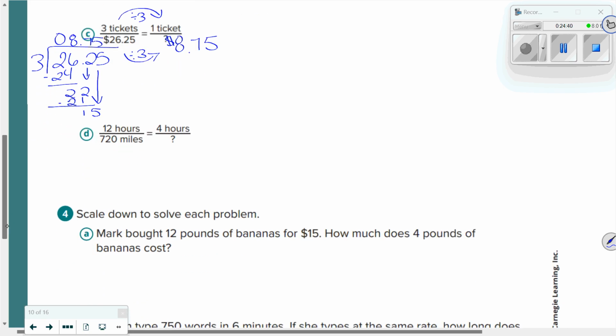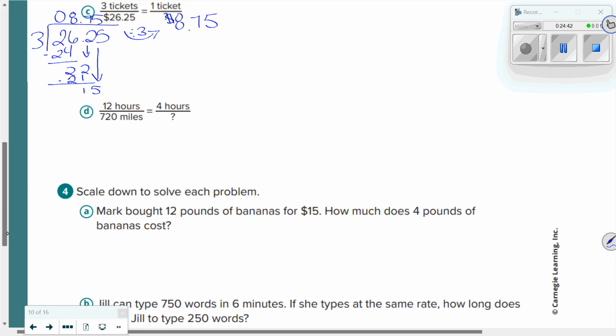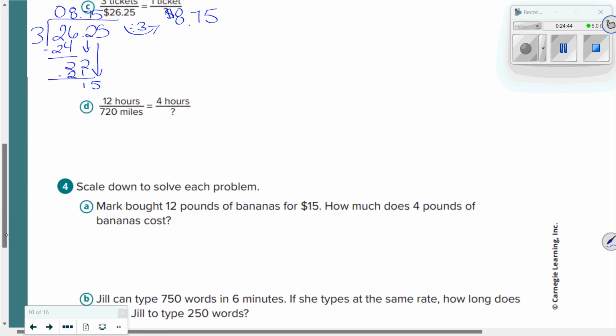And 12 hours for 720 miles, but I want to know how much for 4 hours. What am I going to do? Divide by 3, so 720 divided by 3? 240 miles. Any questions about those 4 scaling down?